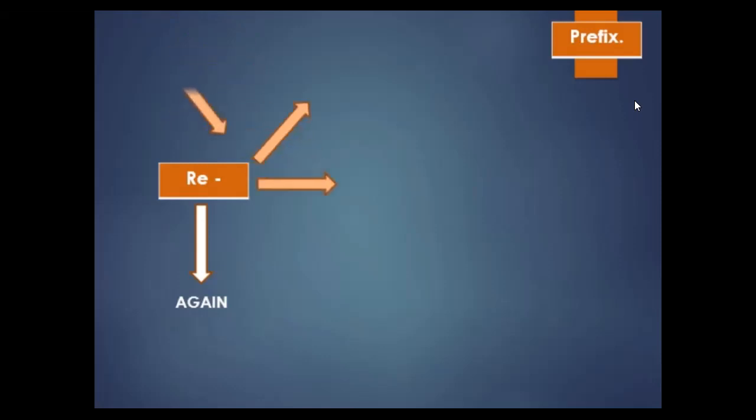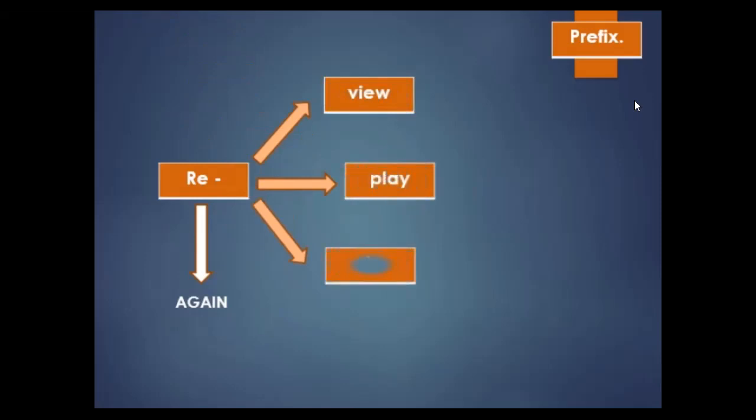Okay, now let's get a little bit closer to the concept and how these things work. Affixes, remember they change the meaning, and every affix contains its own meaning. For example, the prefix re means again. So every time that you attach this prefix to a root word, it means that it has to be done again. And we have three examples here, three verbs. View, play, and do. Review, view again. Replay, play again. Redo, do again.